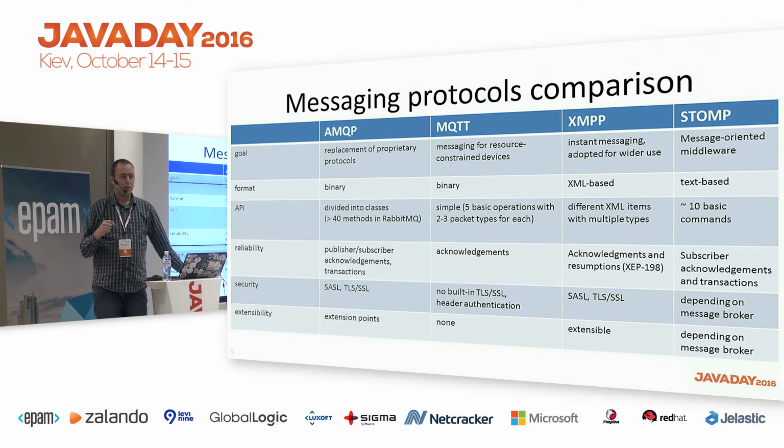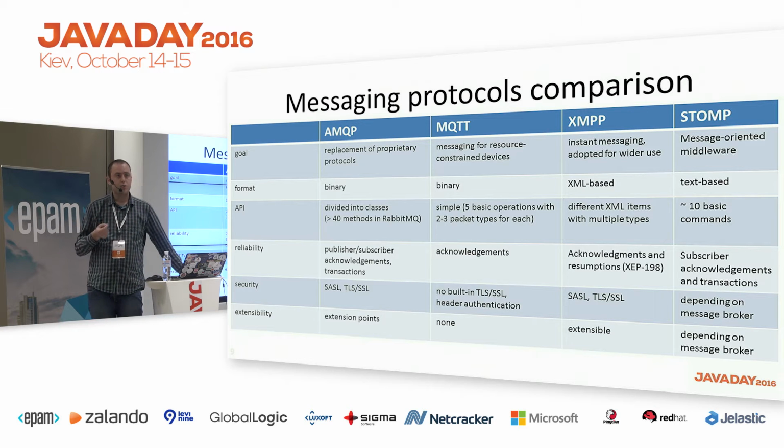With XMPP, the specification is quite extensible. It defines different types of XML elements that have different subtypes, and basically you can have different XMPP XML-based requests with different types. And it's quite extensible. There are a lot of extensions to XMPP that you can use.